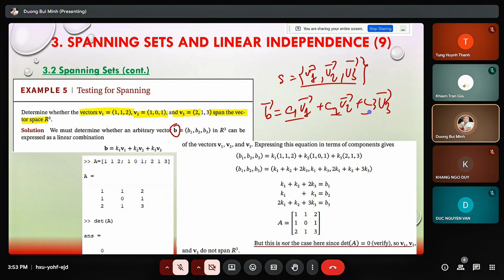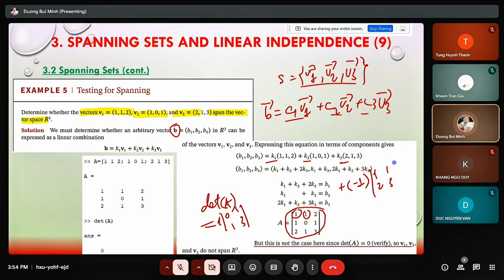Here they don't use C1, C2, C3; they use K1, K2, K3. That's okay. So we can get the coefficient matrix, and then we can calculate the determinant. Determinant of A is what? We choose this one. You get 1 times the determinant of 0, 1, 1, 3, plus minus 1 times 1, 2, 1, 3, plus 2 times 1, 2, 0, 1.